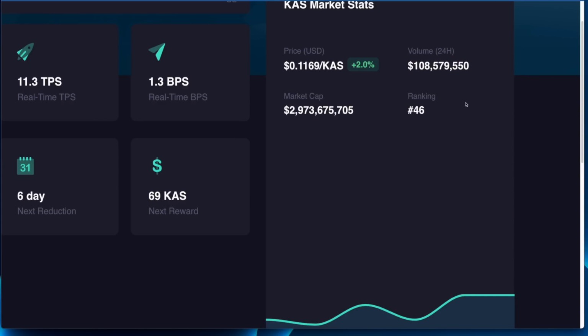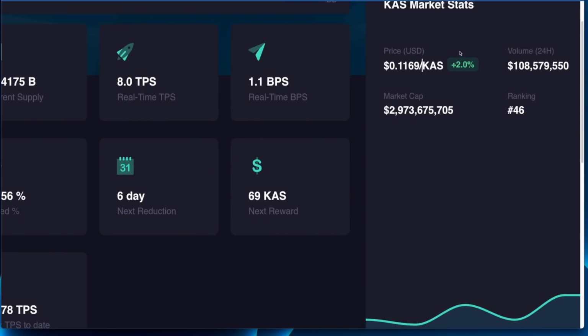Volume is sitting at 108.5 million USD, and if it comes to the price, we have only a 2% pump in the last 24 hours.